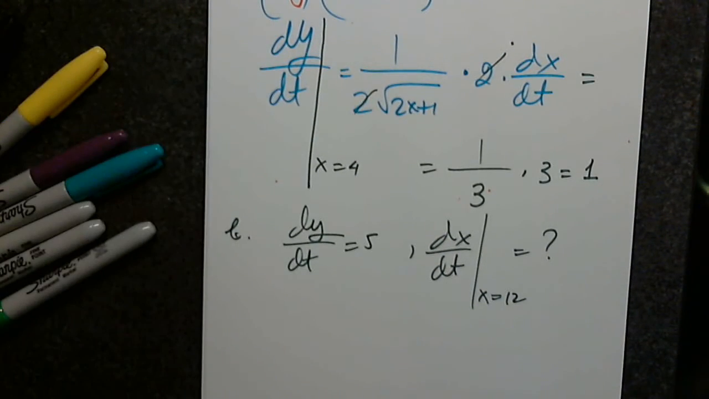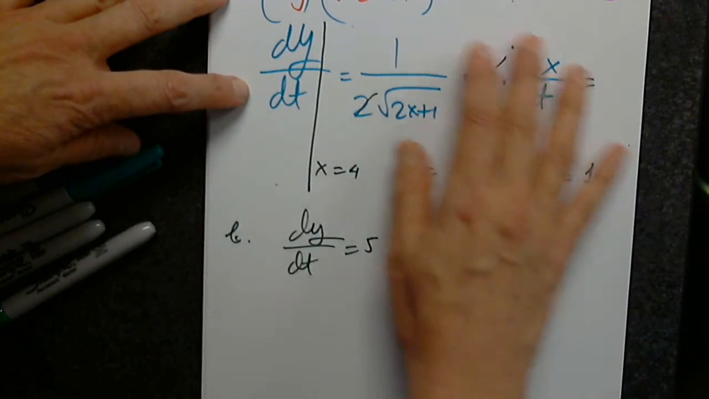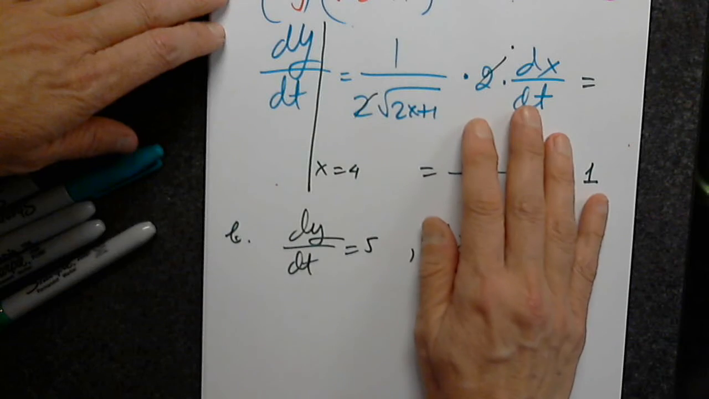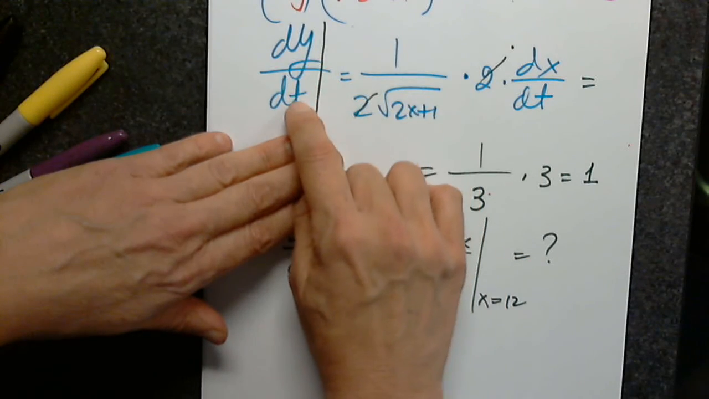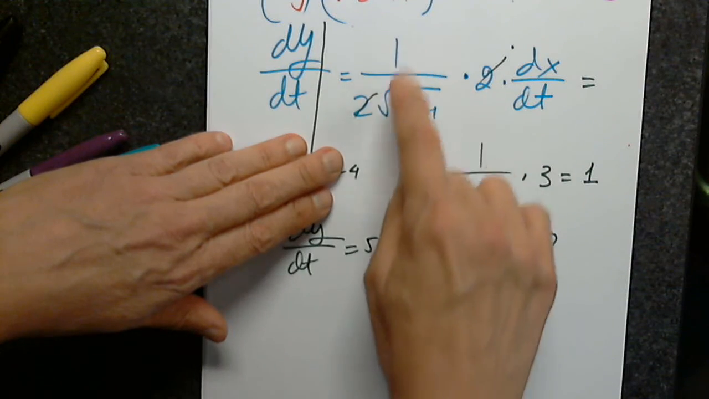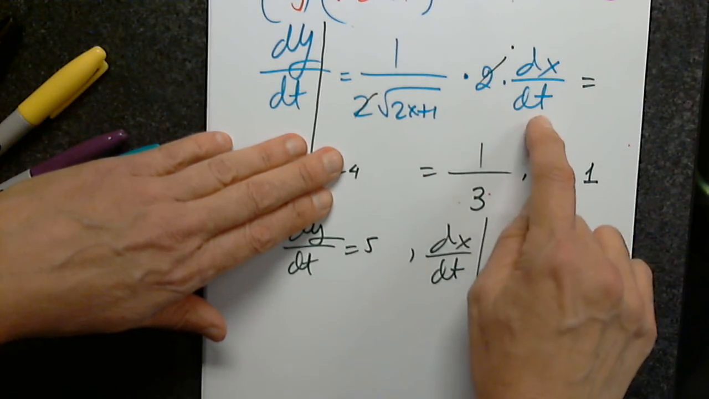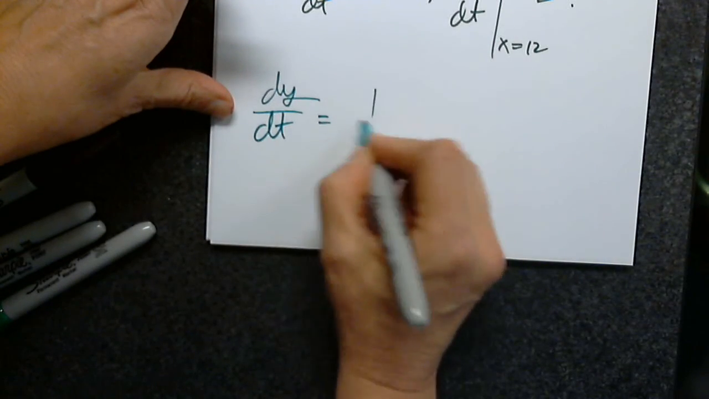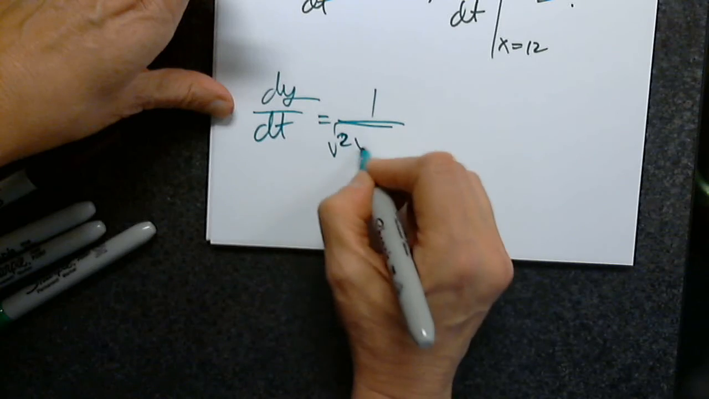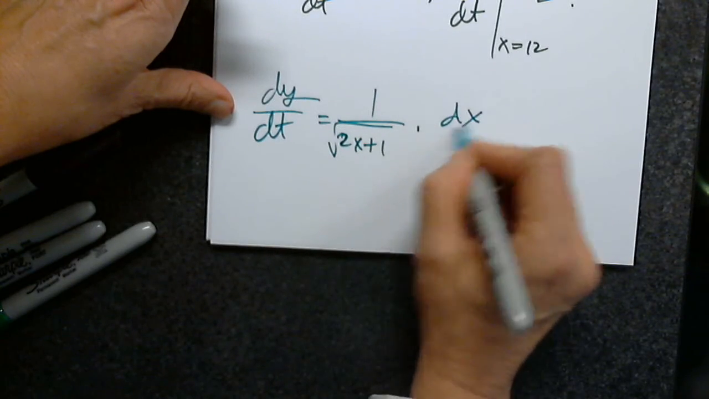What I recommend to do is go back to the original expression, not plug in anything. So I have dy over dt equals 1 over the square root times dx over dt. That's what I'm going to copy. So dy over dt equals 1 over the square root of 2x plus 1 times dx over dt.